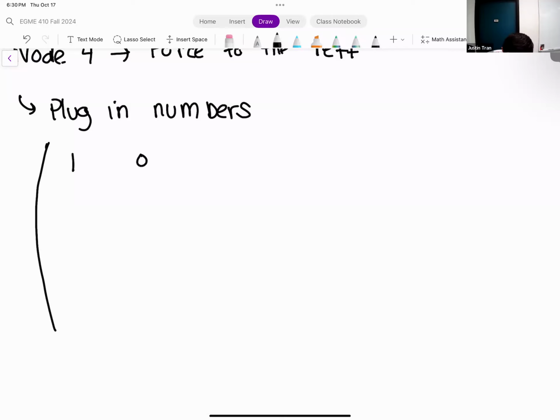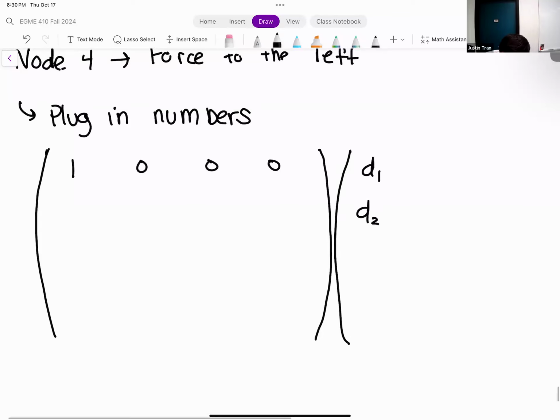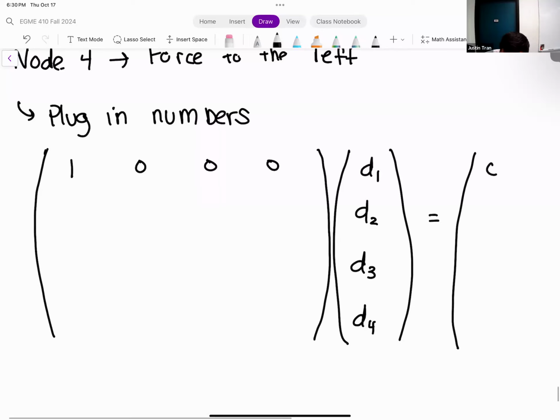So our first row still stays the same. And so the first row is still 1, 0, 0, 0. That's multiplied by the column vector D1, D2, D3, D4. And so the first row in the right-hand side forcing vector is 0 as well.